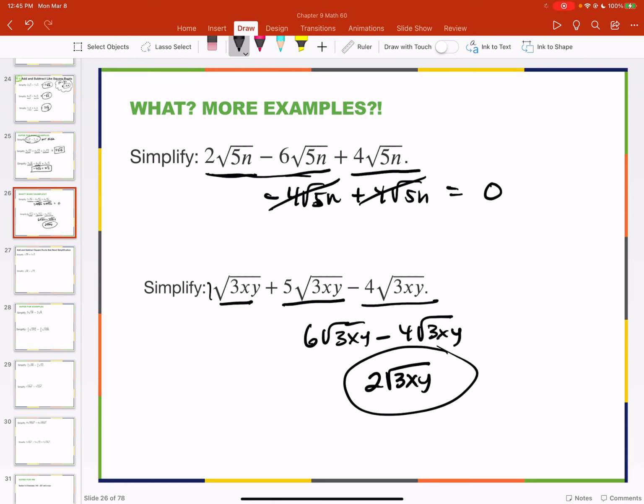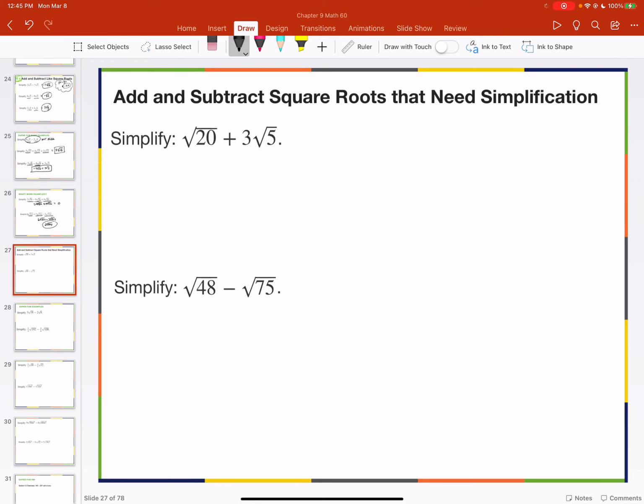Okay, so you can also, if you need simplification, we need to be able to simplify each one, and then if they're like terms, we combine them. So square root of 20, remember, is square root of 4 times 5. That's going to be 2 root 5. Plus 3 square root of 5, that just gives me 5 square root of 5, okay?